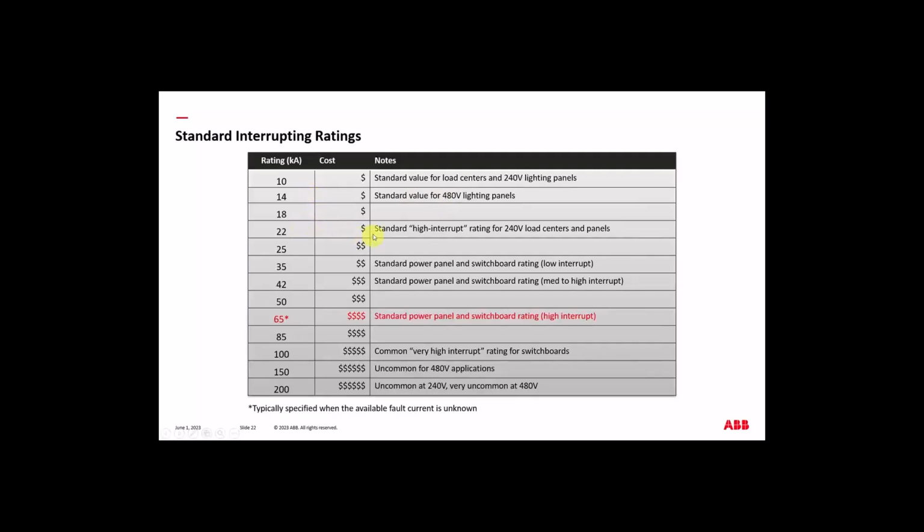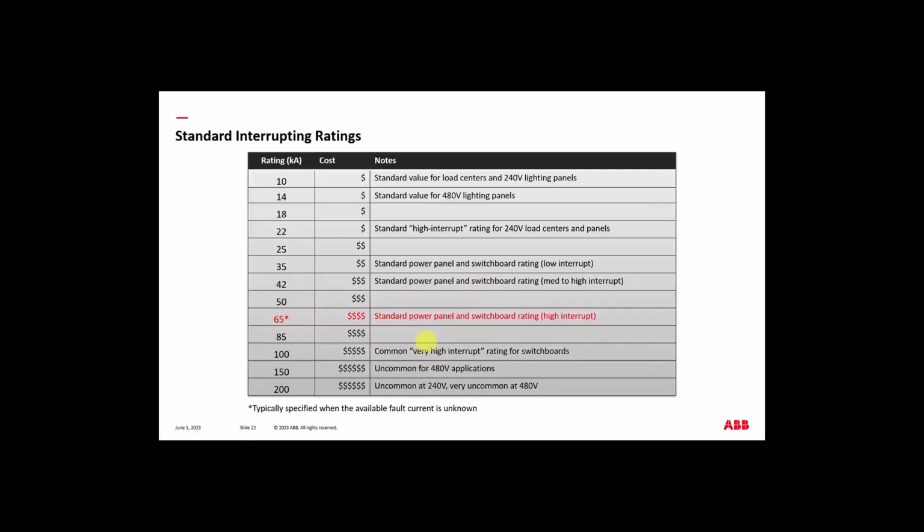Then you get into some of the larger ratings, with a caveat. If you go into switchboard type construction, bigger than a lighting panel, so maybe a switchboard or power panel, your low end is going to be 35 kA. So 35 is kind of your standard for low interrupt switchboard type equipment. 42 would be medium, relatively low cost, maybe a little bump from 35. And then you get into, and I have this highlighted red, your 65.